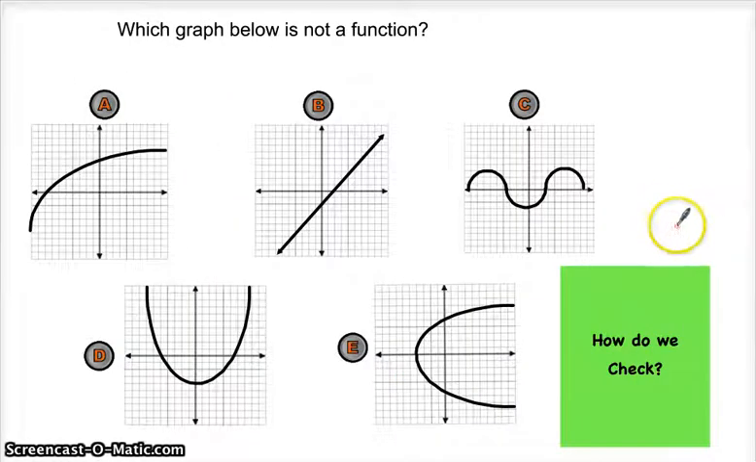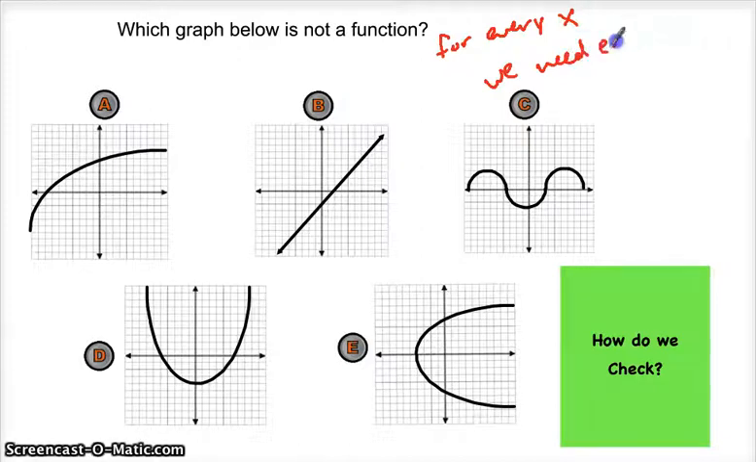The other thing we want to be able to do is, again, identify what is a function. If we can identify it from a relation or a mapping or a table on a graph, how can you tell what is or is not a function? And for that, remember, for every input, there should be exactly one output. Or for every x, we need exactly one y.